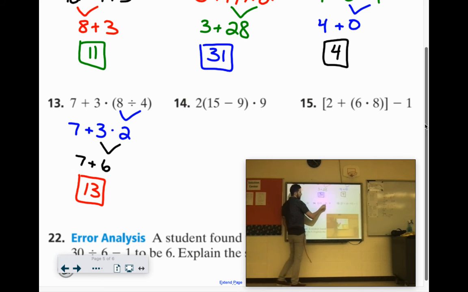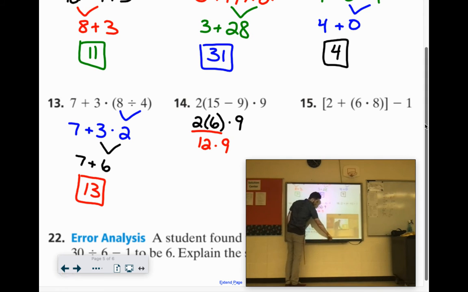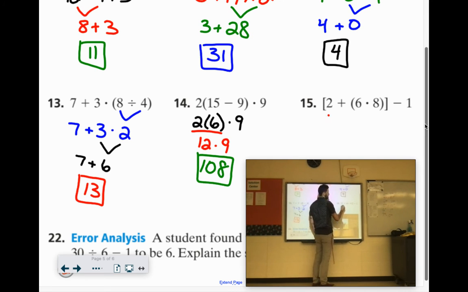We have parentheses. 15 minus 9 is 6. But this is technically all multiplication, right? 2 parentheses 6 means 2 times 6. And we also have the times 9. The order technically doesn't matter when it's all multiplication. But we're just going to go left to right. 2 times 6 is 12. Times 9 gives us 108. All right, innermost parentheses. 6 times 8 is 48.